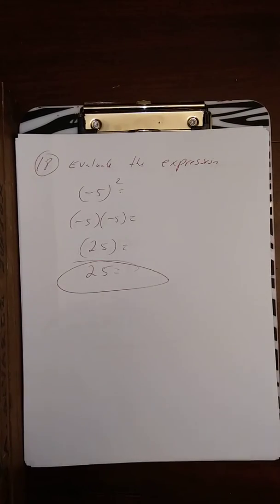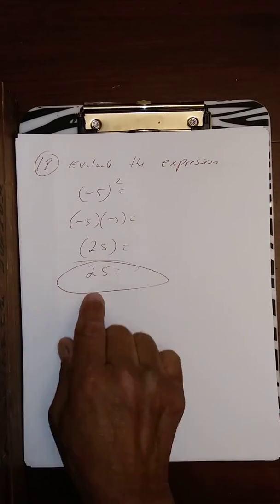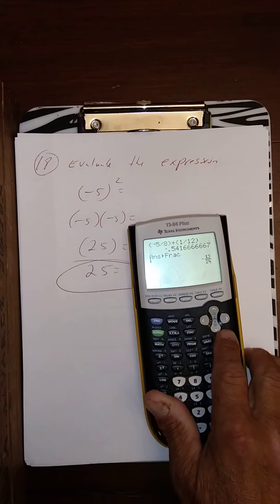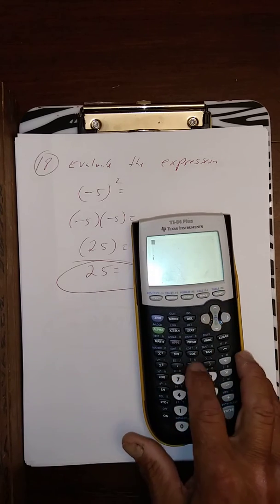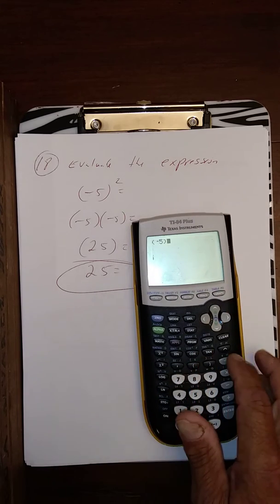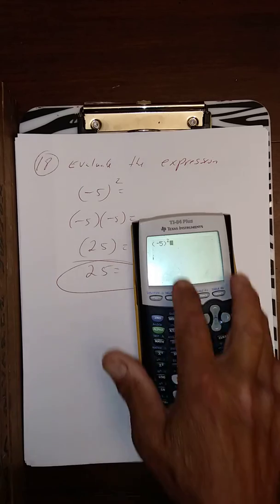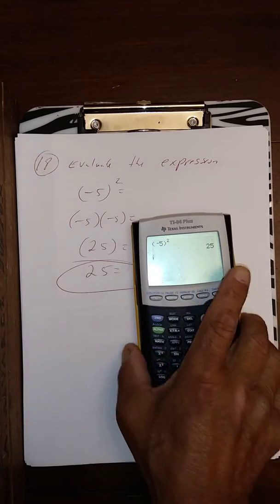So negative 5 squared means negative 5 times negative 5, which is 25. Or in the calculator, you can say parentheses negative 5 squared. So enter. It's 25. Same thing.